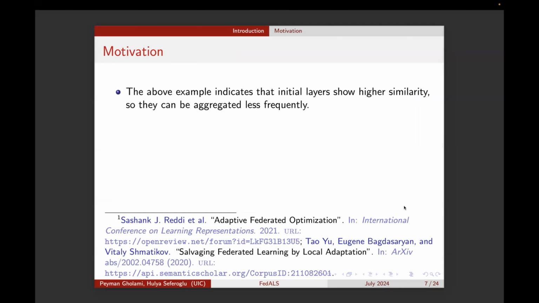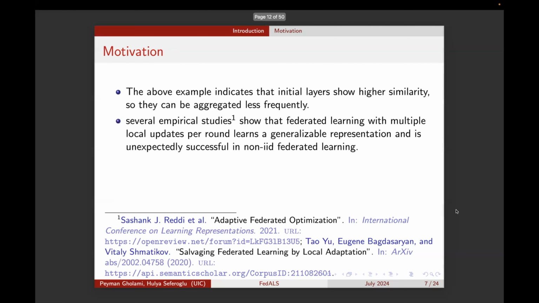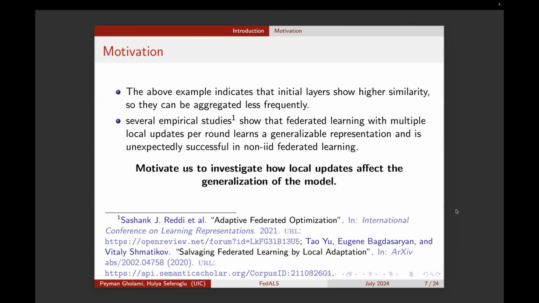These observations give us the idea that initial layers, which are more similar, might not need to be aggregated as often. This could make the communication in federated learning more efficient, and also there are several studies that have shown that federated learning with multiple local steps can actually learn a more generalizable model and works really well with non-IID datasets. This whole thing motivates us to investigate how local updates affect the model's generalization.